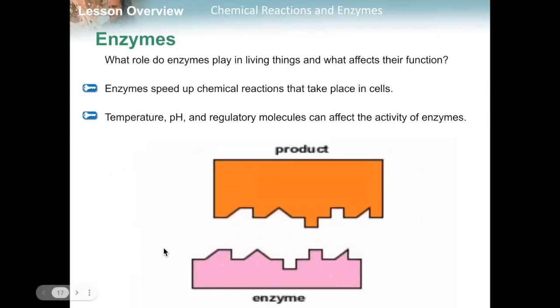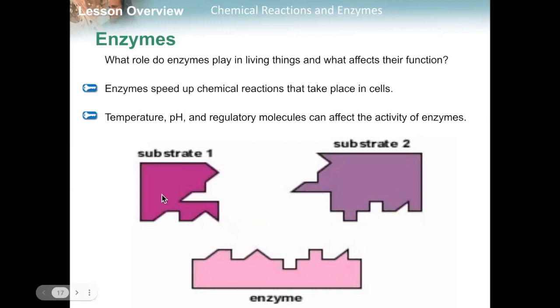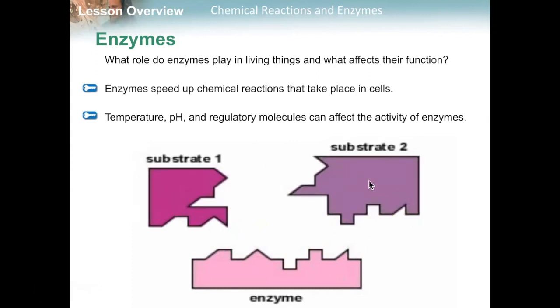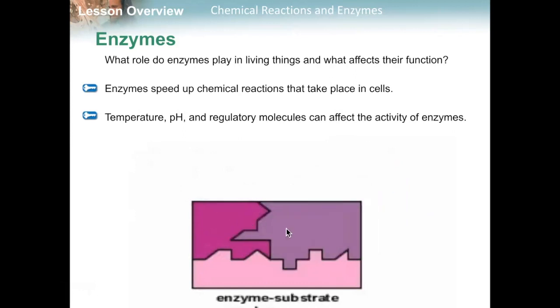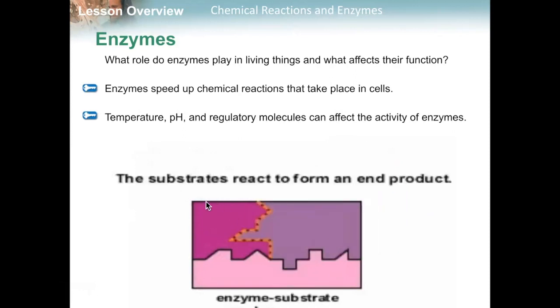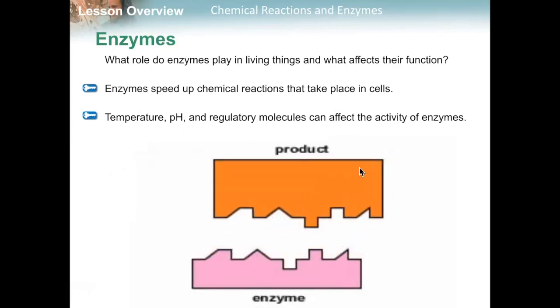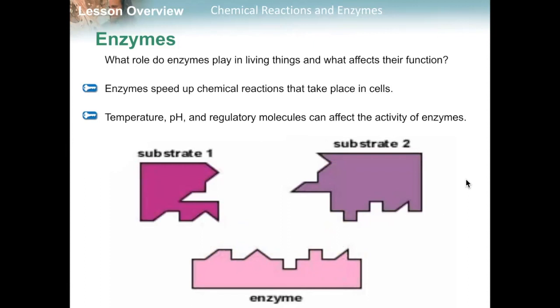Enzymes can go both directions also. They can either combine substrate 1 and substrate 2, helping them join together. The substrates react to form an end product together in one piece. So here's the product. Or enzymes can take the same product and split it into two, and we'll see that.